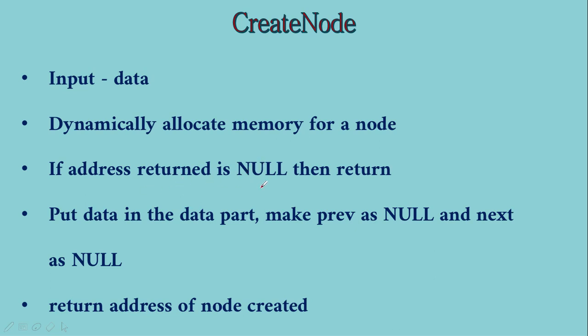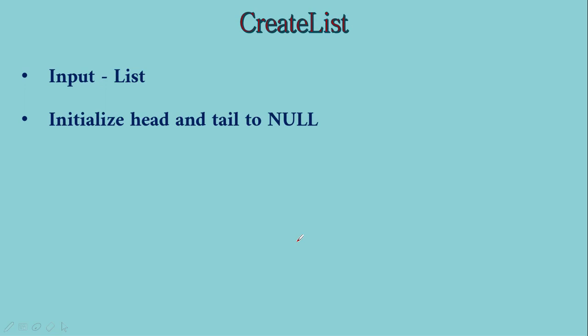So you check whether the returned value is null. In that case you have to return null. Otherwise you have to put the data in the data part, make the previous part null and the next part null, and you have to also return the address of the node created.